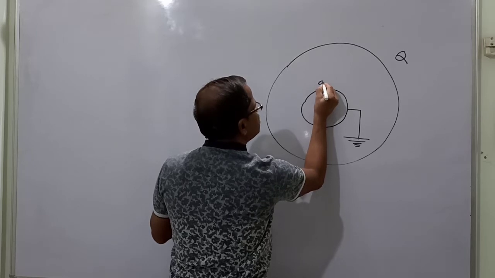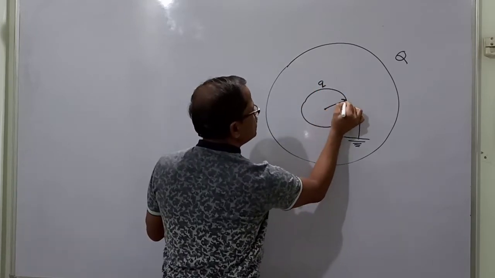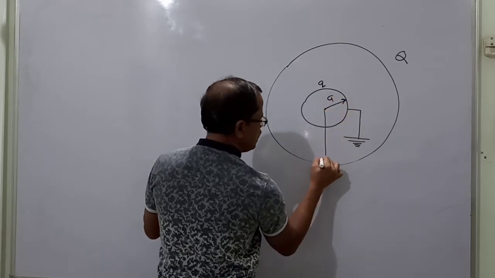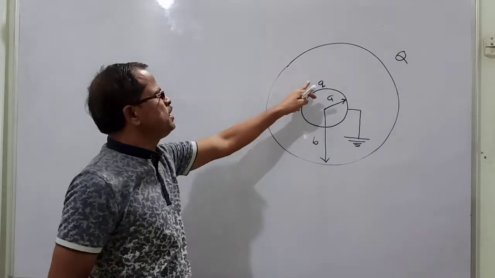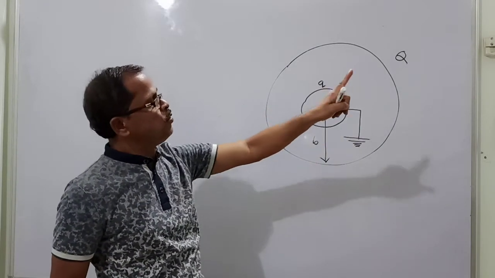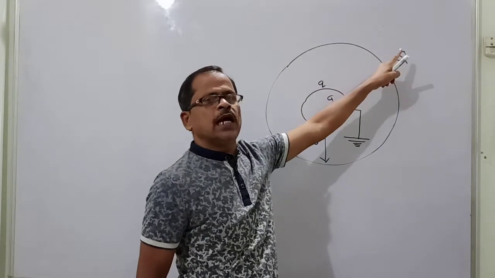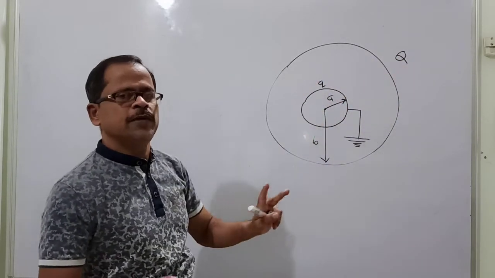Let q charge be present here. Now the radius of the inner sphere is A, and the radius of the outer sphere is B. Now this charge is developed because of the earthing, because I have given charge only to the outer sphere. The outer sphere has been given only charge Q. The inner sphere has not been given any charge.